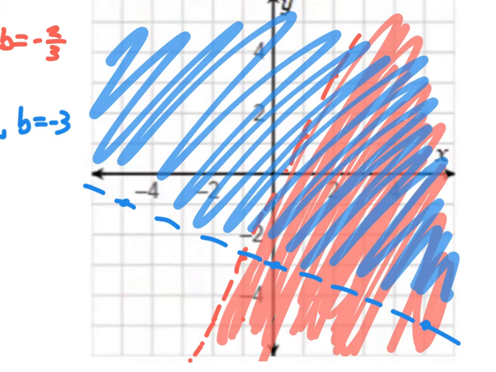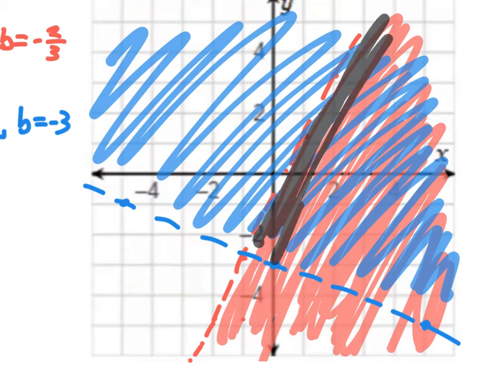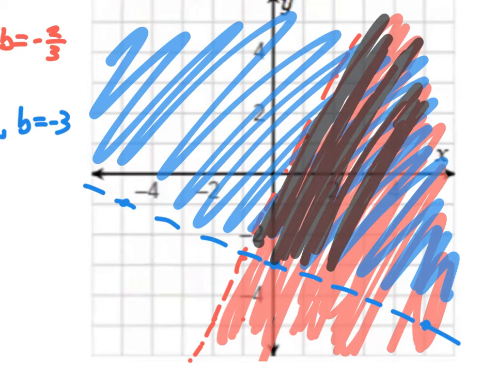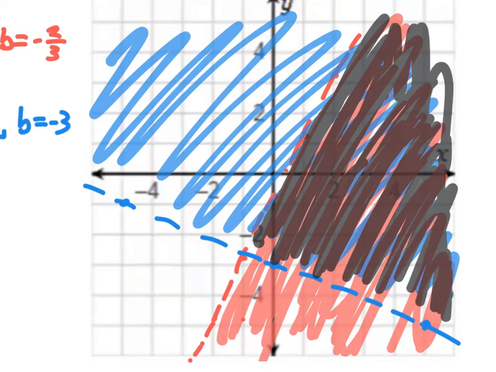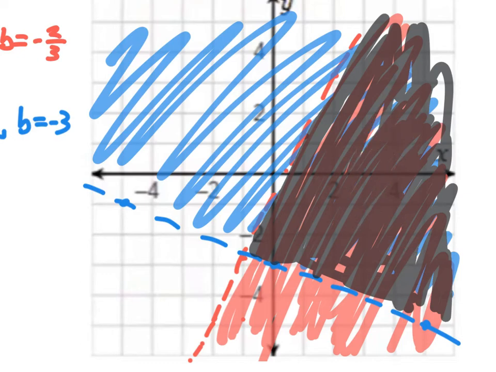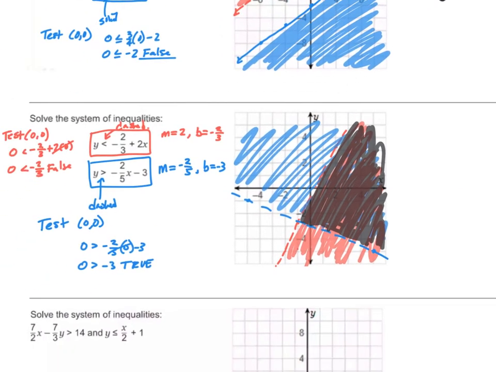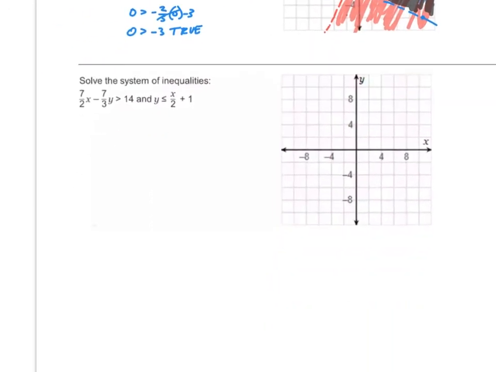And now we have an intersection of areas. I do want to highlight that, and that's this little area here, which is our solution set to the system. Any point that's inside of this area here will satisfy both inequalities, and that's what we're looking for.